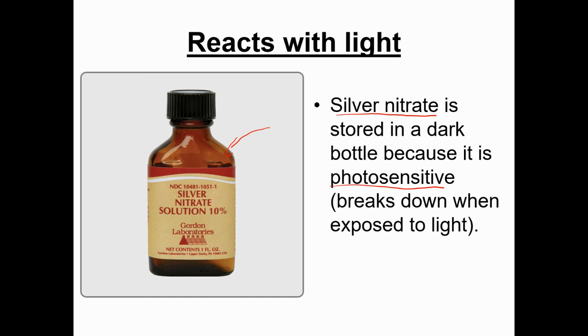And so we're losing a lot of our silver nitrate. Silver nitrate is actually used in dark rooms if you're developing photos. For example, if you've ever done that or you've seen it in TV shows or in movies. So this is just another example of a chemical property of a substance.